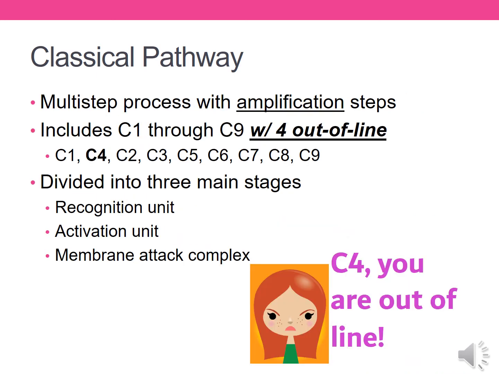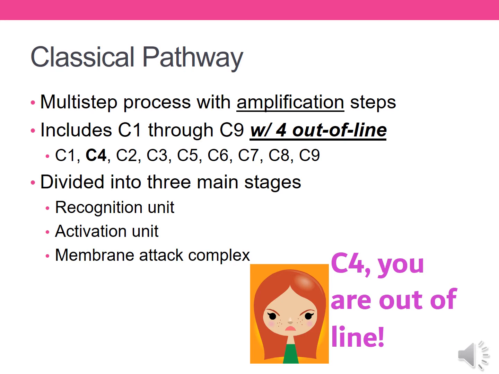So the classical pathway is a multi-step process. When we go down this pathway, we're going to be coming across many amplification steps, so it's actually building on itself. Okay. So we have our C1 through C9. These are our complement components.